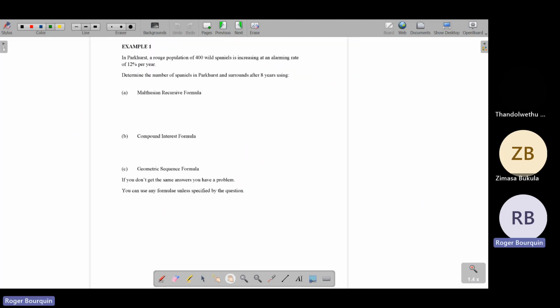Right. Westies. So in Parkhurst, a rogue population of 400 wild spaniels is increasing at an alarming rate of 12% per year. Determine the number of spaniels in Parkhurst and surrounds after 8 years, using, first of all, Malthusian recursive formula. Okay. I'm going to let you try for a minute.